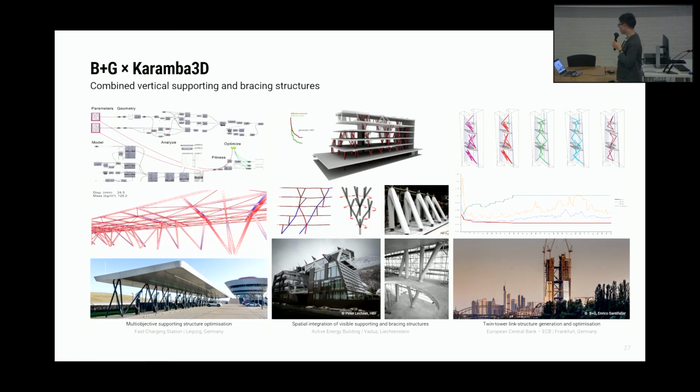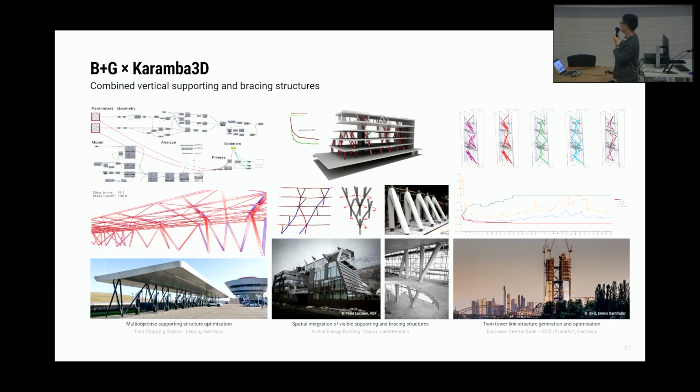This one where we designed the roof, a pavilion structure for a fast charging station in Leipzig, where the column positions were optimized. There are many different obstacles that we had to complete, and Grasshopper allows us to aim and meet all these objectives.